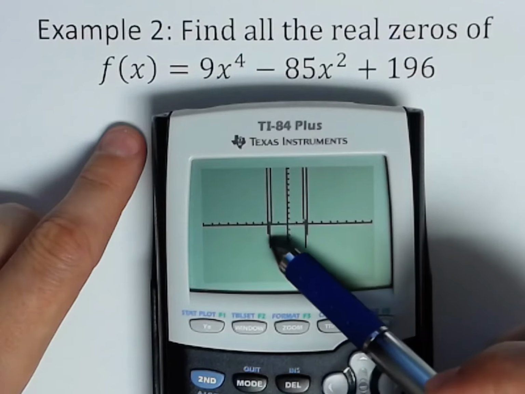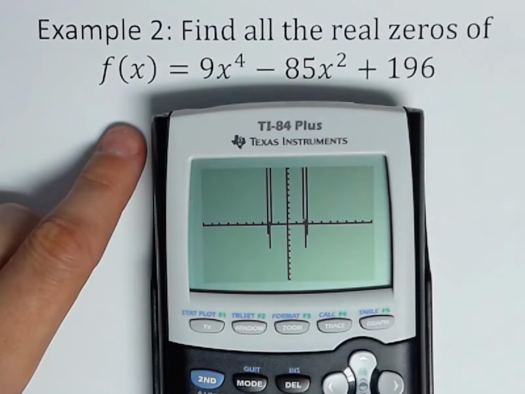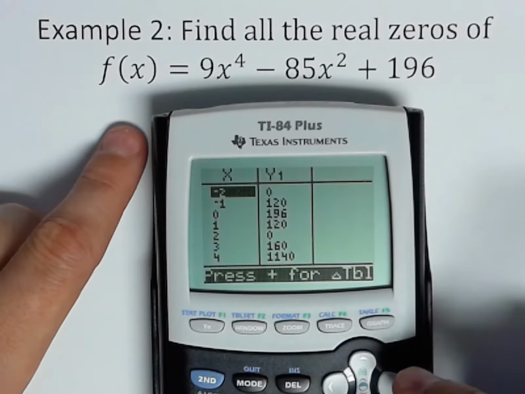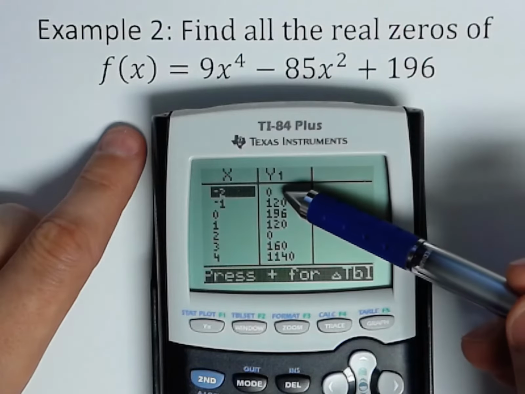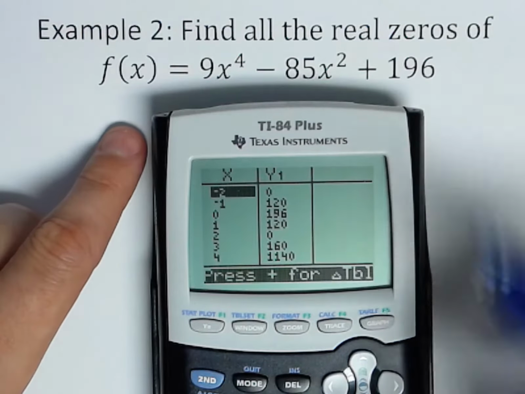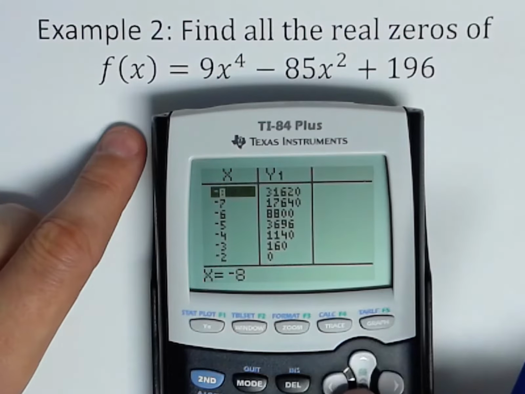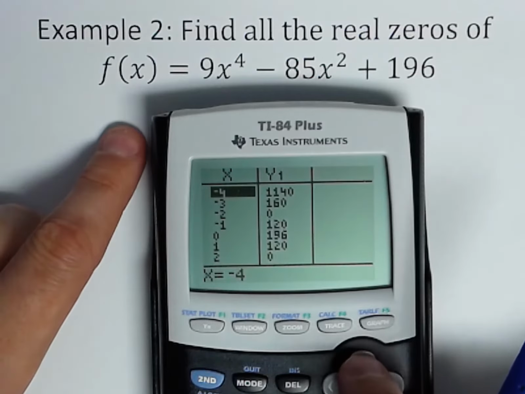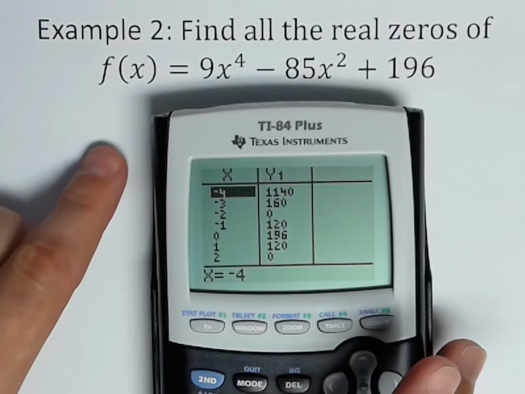Notice it dips below, so there are 4 real zeros. Let's go ahead and go to our table. That's one of the quickest ways. And it looks like -2 is a 0, and +2 is a 0. We can scroll around a little bit, and if your screen didn't come right up there where mine did, that's okay. Scroll around. Those are the only 2 integers I see, and so let's go ahead and record those.